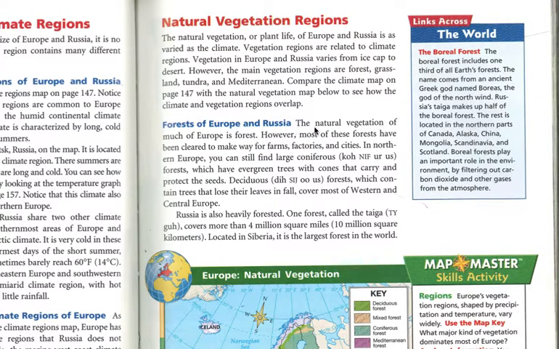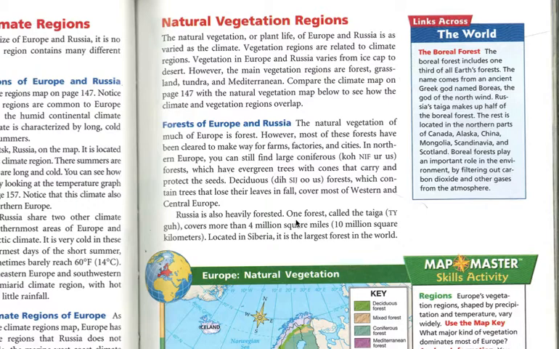Forests of Europe and Russia. The natural vegetation of much of Europe is forest. However, most of these forests have been cleared to make way for farms, factories, and cities. In northern Europe, you can still find large coniferous forests, which have evergreen trees with cones that carry and protect the seeds. Deciduous forests, which contain trees that lose their leaves in fall, cover most of western and central Europe.